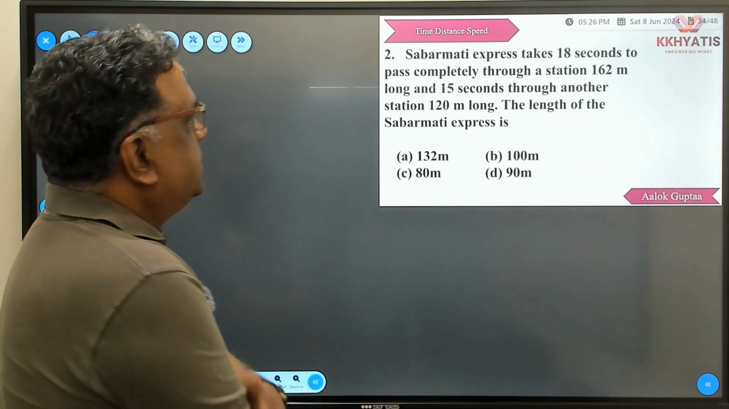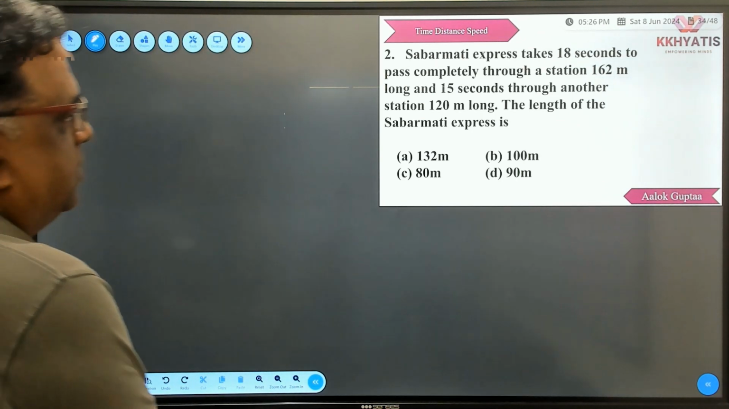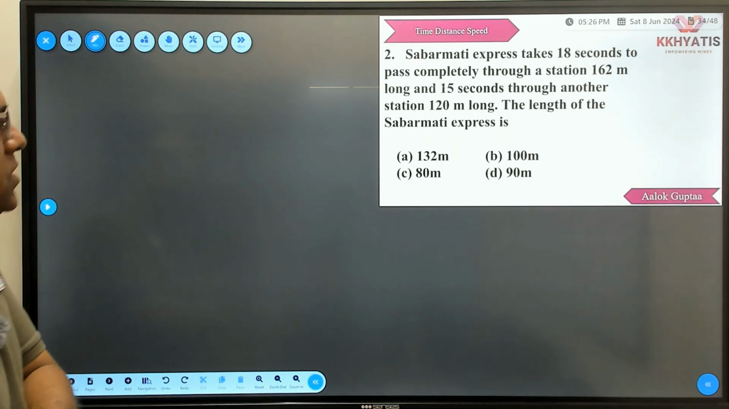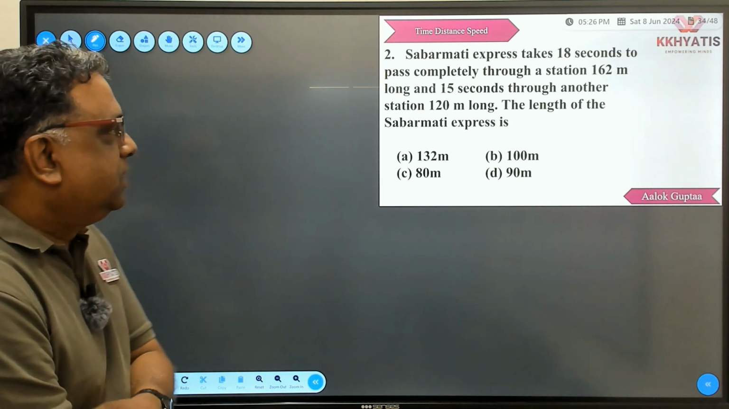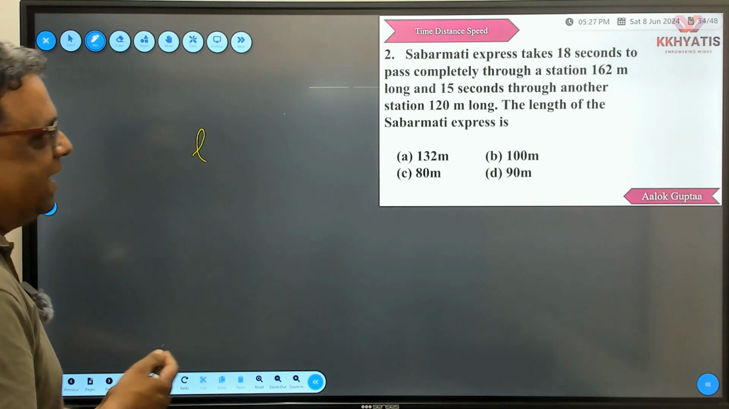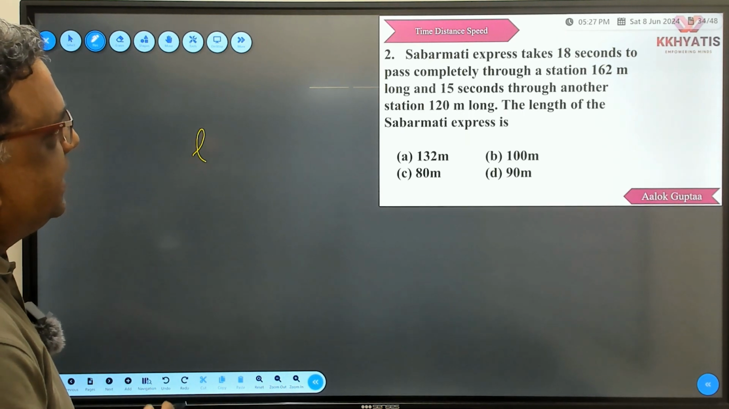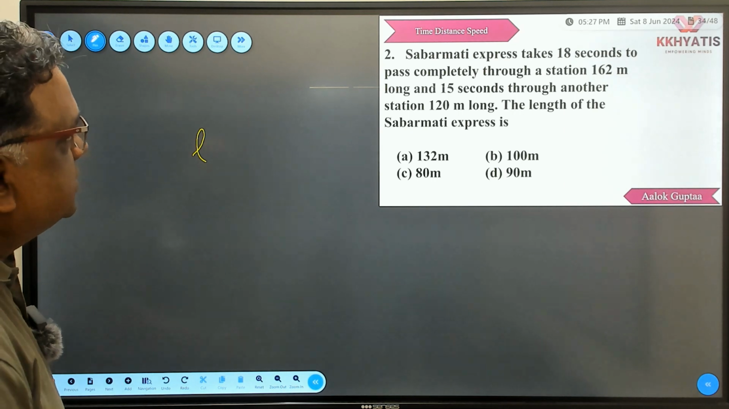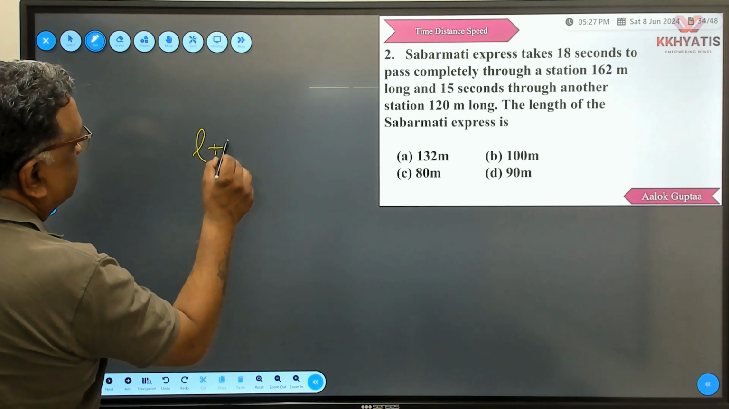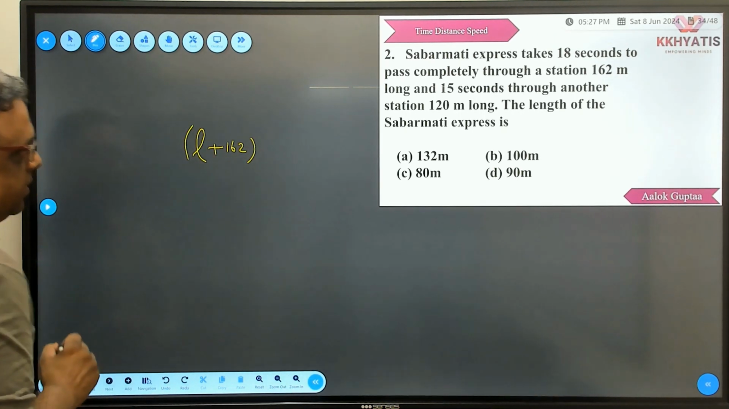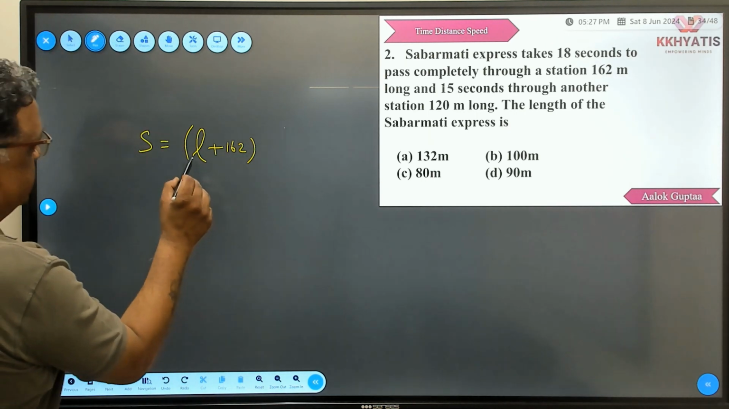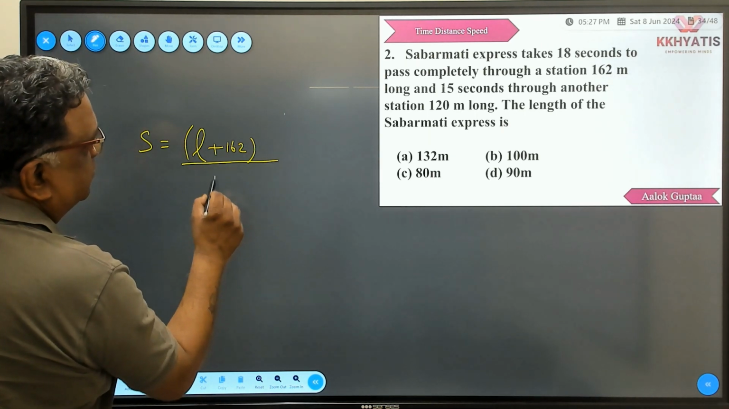Sabarmati Express takes 18 seconds to pass completely through a station 162 meters long, and 15 seconds through another station which is 120 meters long. The length of the Sabarmati Express is? So let the length of the Sabarmati Express be L. Now, when it is taking 18 seconds to pass through a station which is 162 meters long, it must be covering L plus 162 distance, and it is taking 18 seconds. The speed of the Sabarmati Express must be (L plus 162) upon 18.